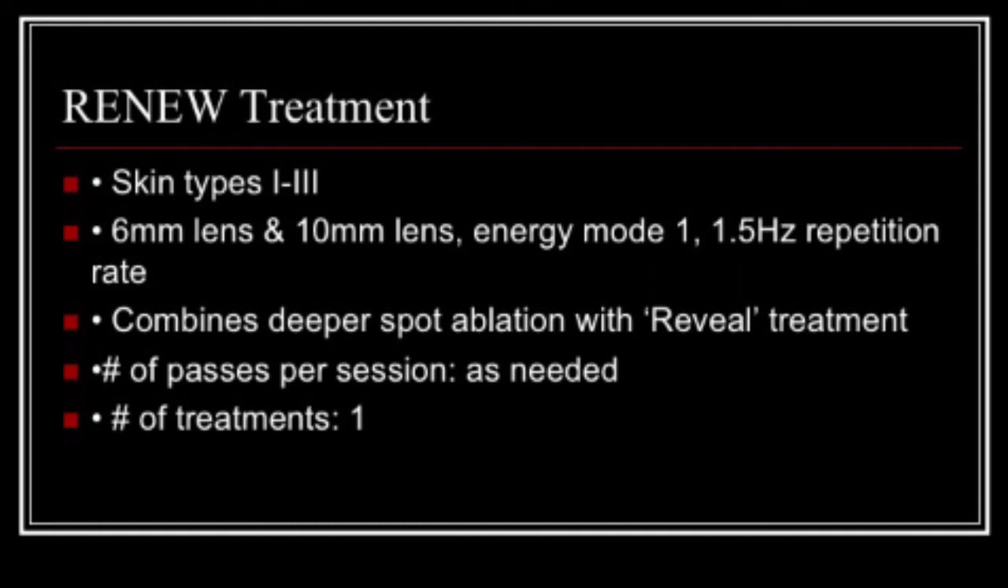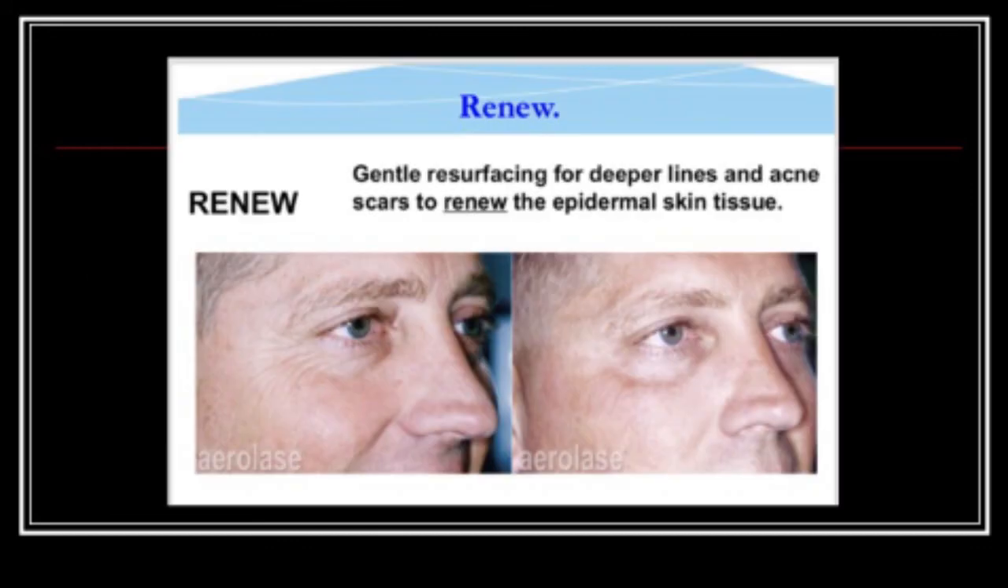Renew for skin type 1 to 3, 6 millimeter lens and 10 millimeter lens, energy mode 1, 1.5 hertz. This combines deeper spot ablation with the reveal treatment. Number of passes per session as needed. Number of treatments usually is 1. And again, once all the healing is done, a few weeks, couple months afterwards, if needed, another treatment can be done. You can appreciate the improvement in these lines here. Remember, there's only a few days of downtime, no pain involved, no bleeding involved.